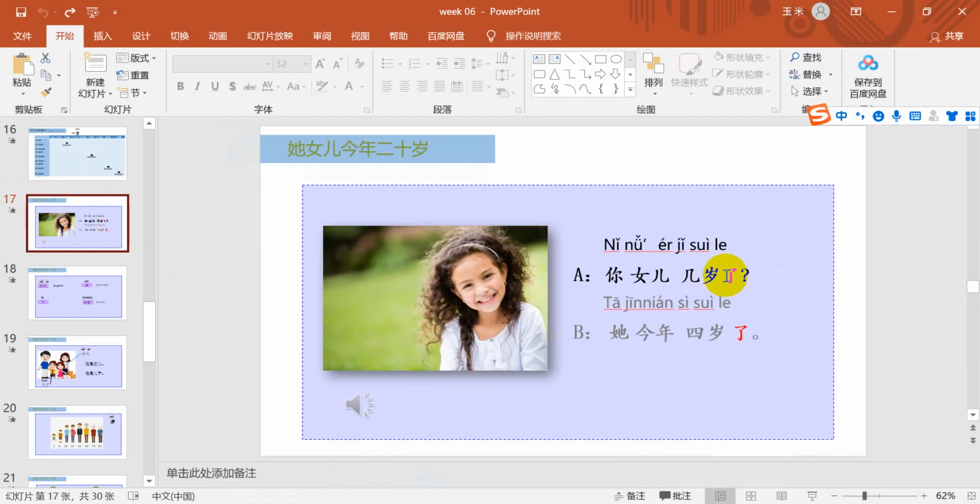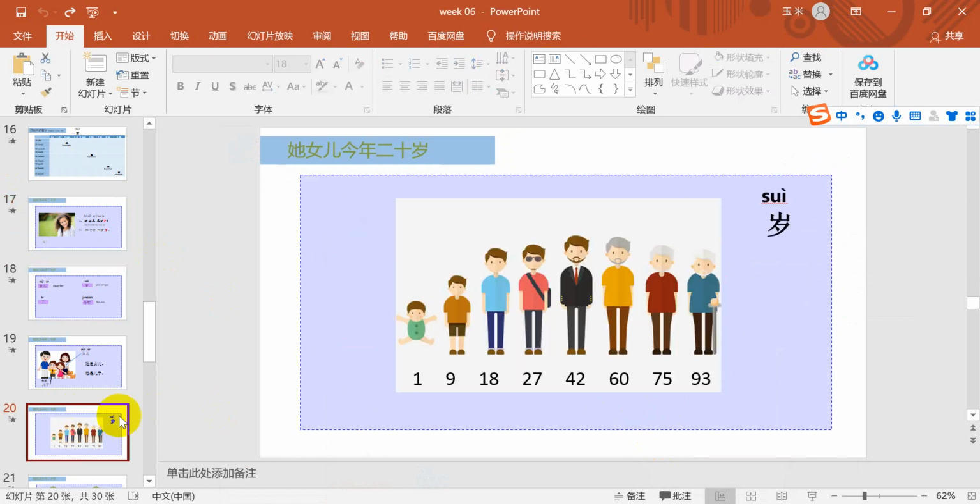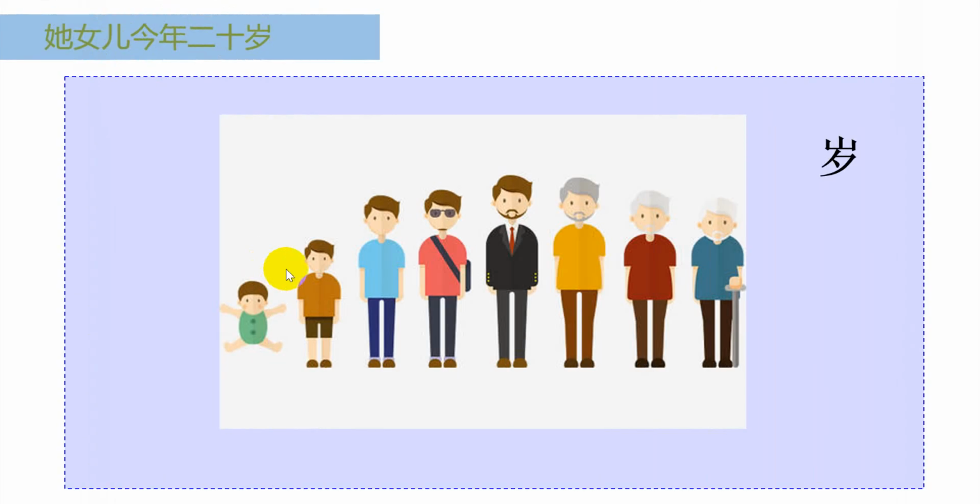So 几 is used to ask about a number less than 10. Such as in this picture, we can ask which people 你几岁了? The numbers here are their ages. Who can we use it for? The 1 and 9 year olds.